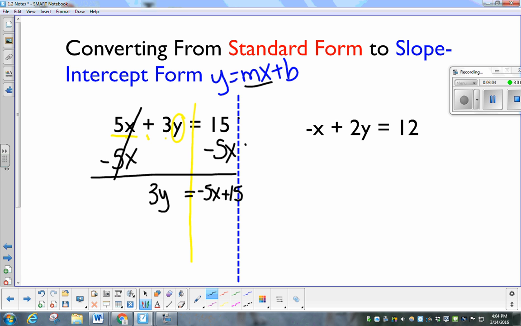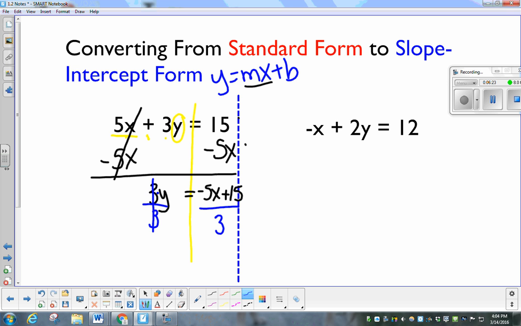So I moved the 5x over by subtracting it. I wrote it in front because I like to see that term with the x in front, just because that's how we usually write something in slope-intercept form. Now I've got one more thing to do. I need to get this 3 away from the y. It's being multiplied, so I'm going to divide by 3 on each side. Divide by 3 over here.